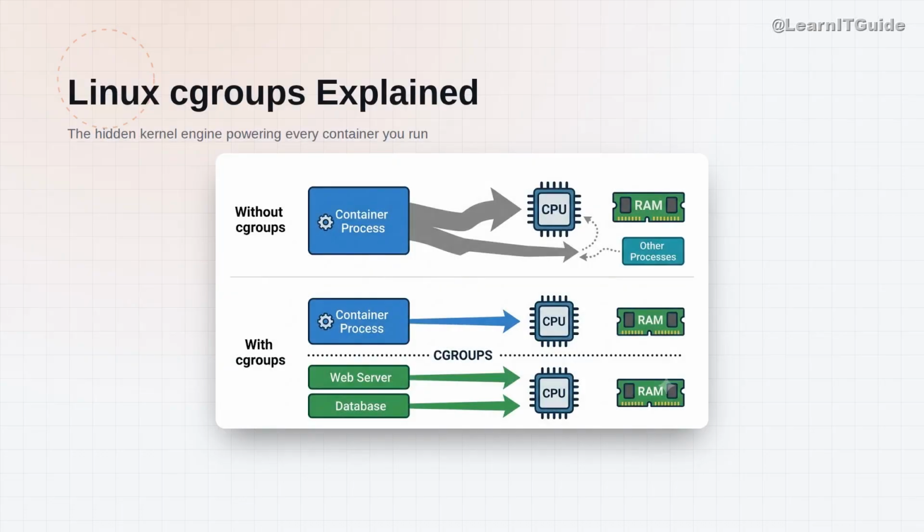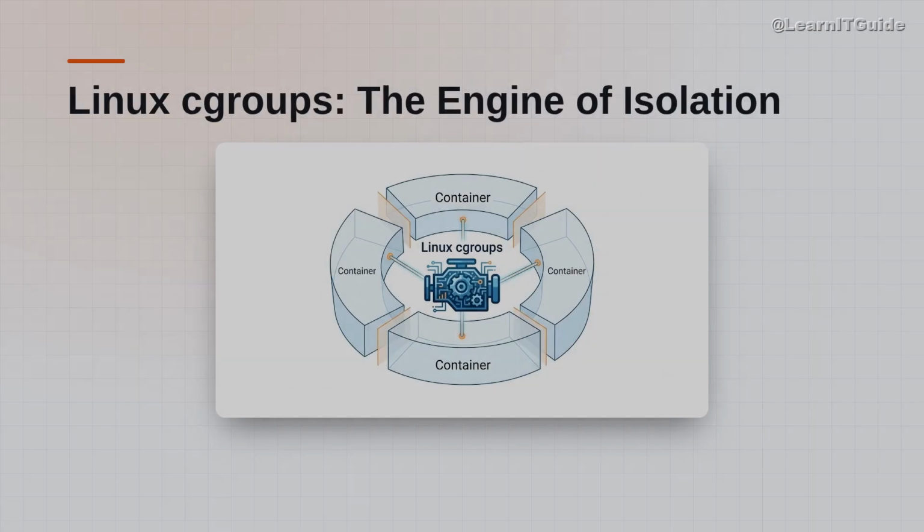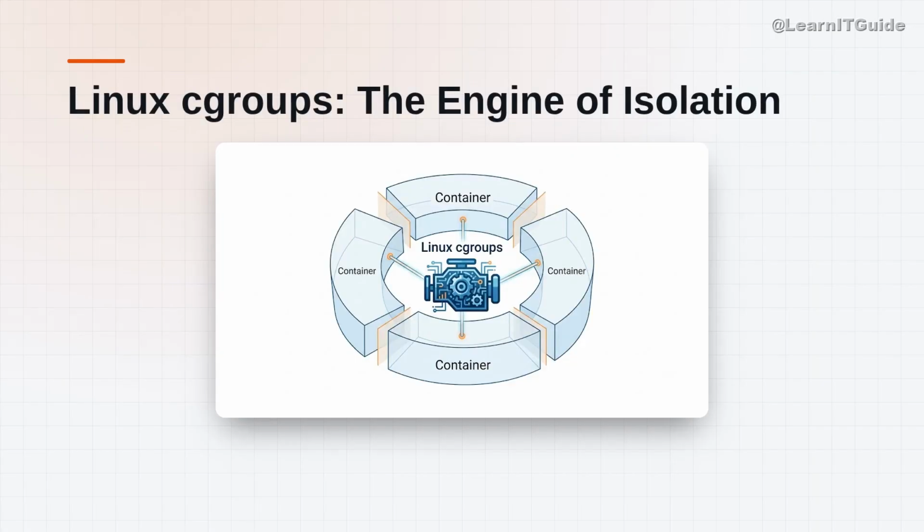Hey everyone, welcome back. In this video, I'm going to explain Linux control groups, or cgroups. And you know why this matters? Because every time you deploy a container, you are relying on cgroups to keep that process from stealing all your CPU and RAM. If you do not understand how they work, you are essentially flying blind when your production systems hit a resource bottleneck. Let us break down the technology that makes modern containerization possible.